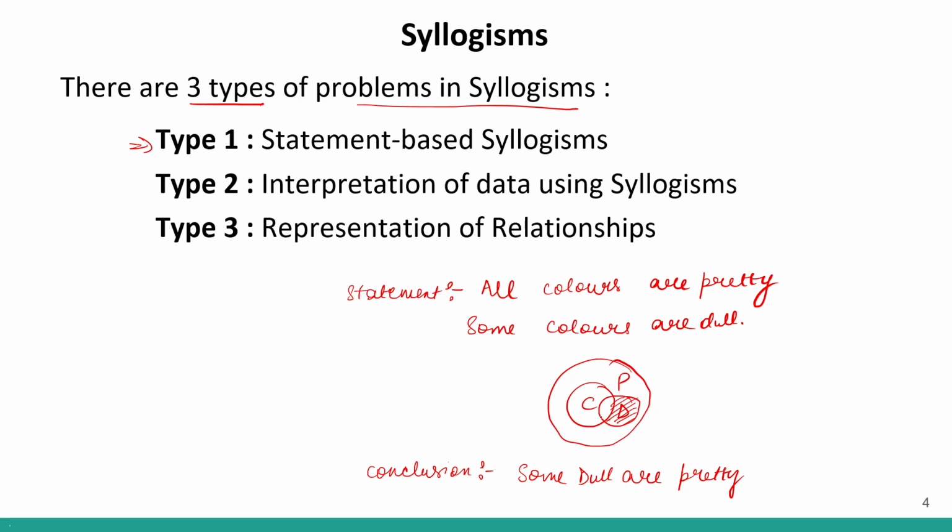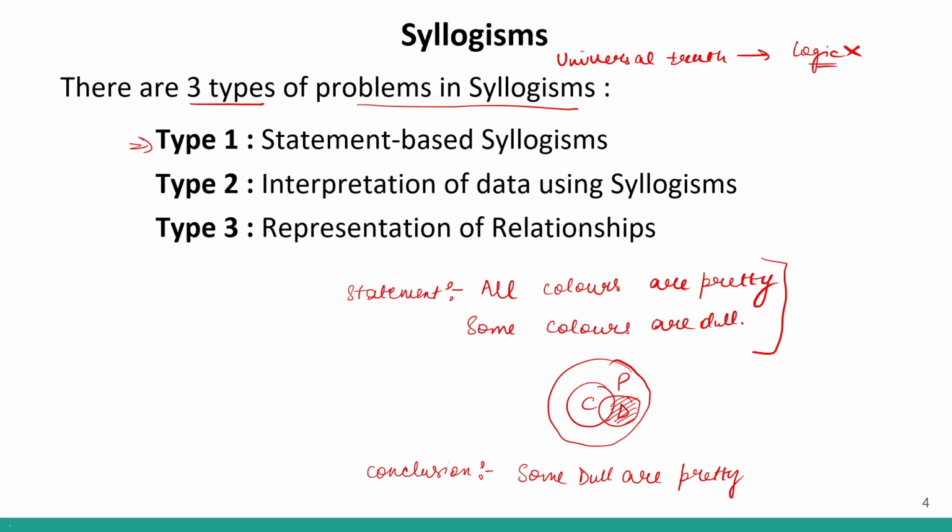One thing that you have to remember is whenever we deal with syllogisms, we take whatever is given in the question to be the universal truth. It can be at variance with logic. So we do not follow logic. We don't have to look at what is logically correct. Logically, dull and pretty are opposite words. How can some dull be pretty? They cannot be together. But we are not focusing on logic. Whatever is given in the question is our universal truth. We just have to look at the question.